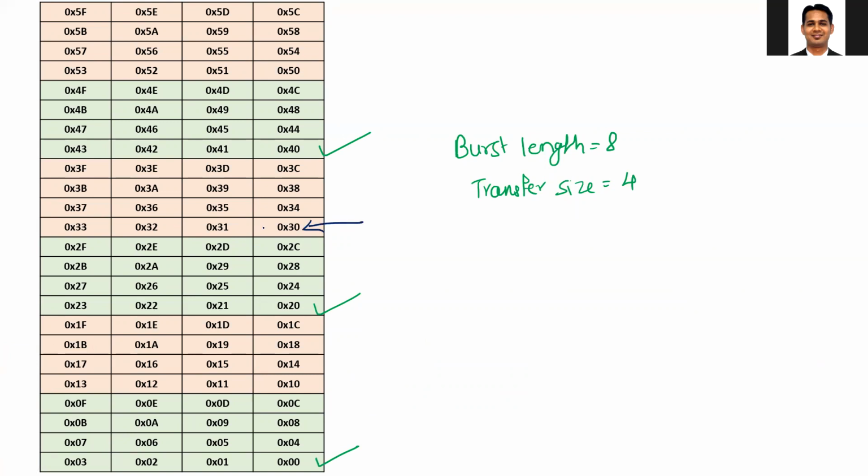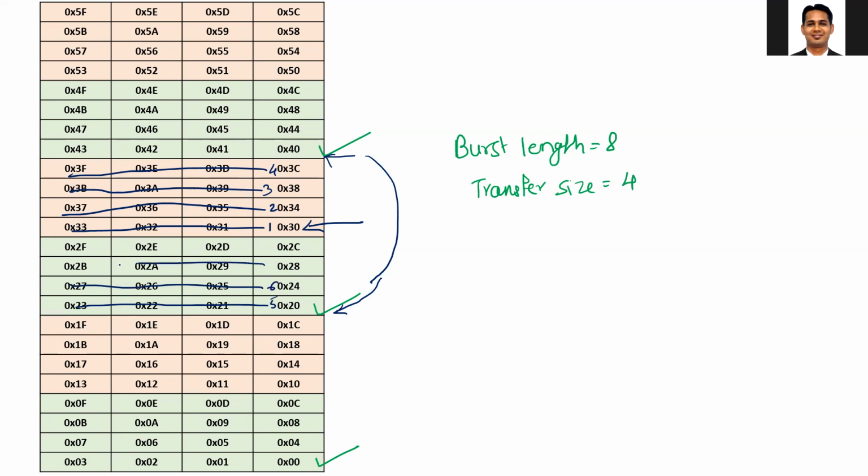Then you are going to write the first 4 bytes here. Then you are going to write here, then here, then here. Then you reach the wrap boundary, and you will come back to this wrap boundary, the previous wrap boundary. Then you will write here 5, 6, 7, and 8. So this is how the wrap concept works.